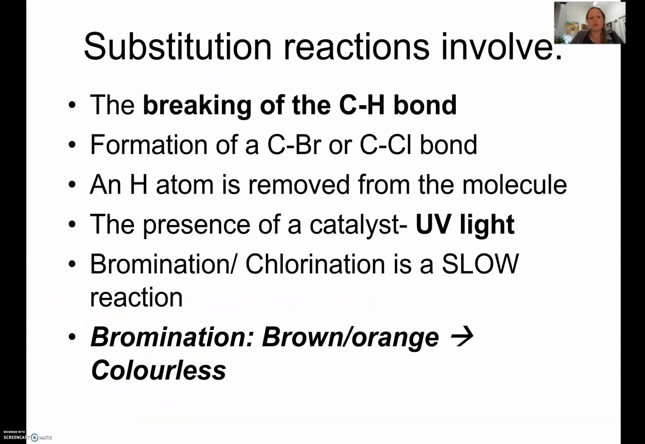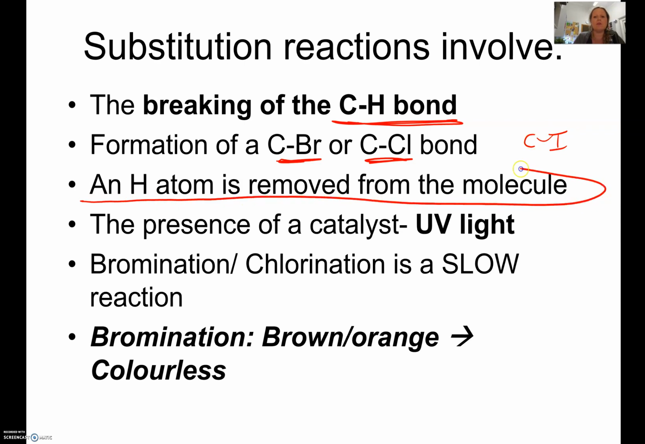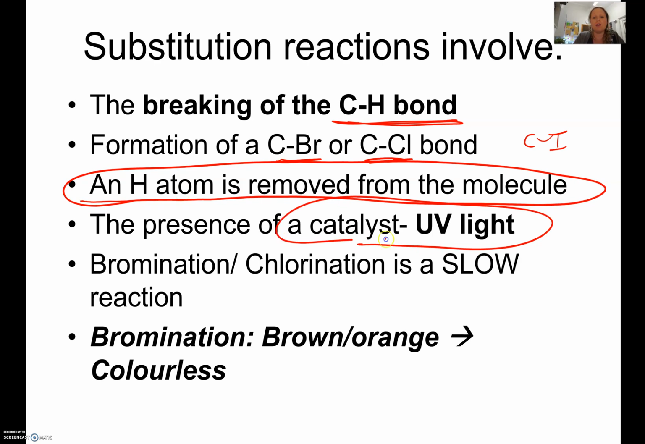So what do substitution reactions involve? Okay, they involve breaking a C-H bond and forming a C-Br or C-Cl bond. Sometimes they'll do adding iodine, and so there'll be a C-I bond, but it's not very common. Now, an H atom is removed from the molecule. Okay, that's important to know. It requires UV light, and it's very slow.